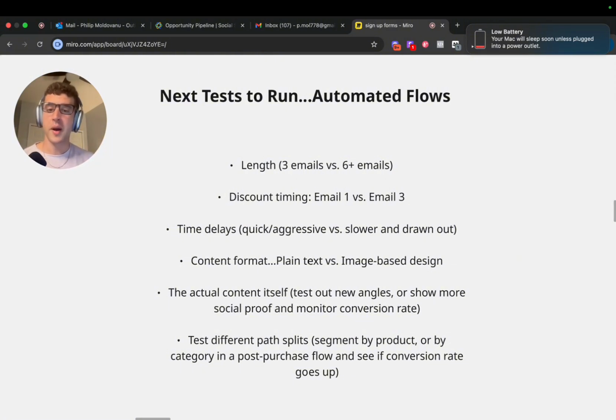Because you want to make sure people know about it. I see a lot of brands offer this incentive and they don't tell people about it in the flows. So we've been testing this and running A/B tests on the content and the emails, and it's been performing beautifully, right? Obviously you wouldn't have figured that out if you weren't running the test, right? So that is the automated flows right there.